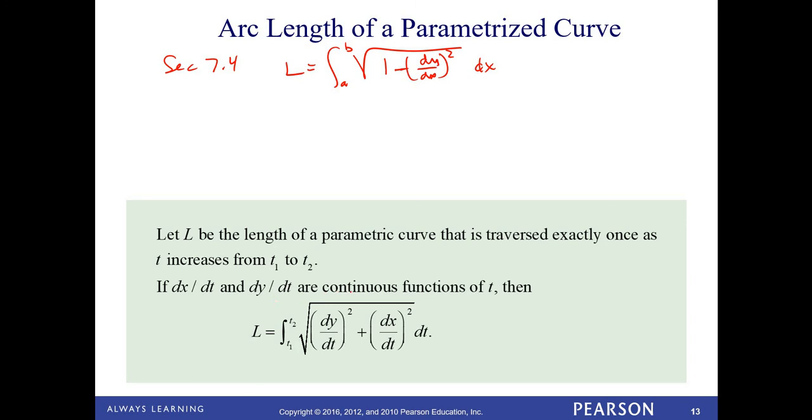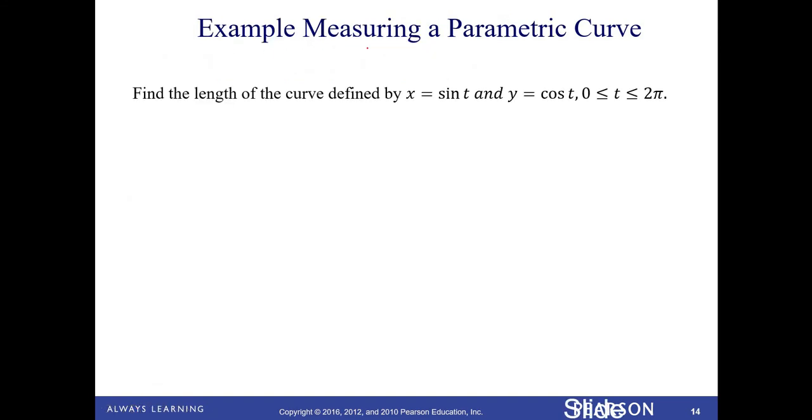If dx/dt and dy/dt are continuous functions, then the length of the curve from t sub 1 to t sub 2 is the integral of the square root of (dx/dt) squared plus (dy/dt) squared. So let's try one of these. Measuring a parametric curve. Find the length of the curve. So the first thing I need to do is to find dx/dt, which in this case is cos t, and dy/dt, which is negative sine t. So the length of the curve from 0 to 2 pi.